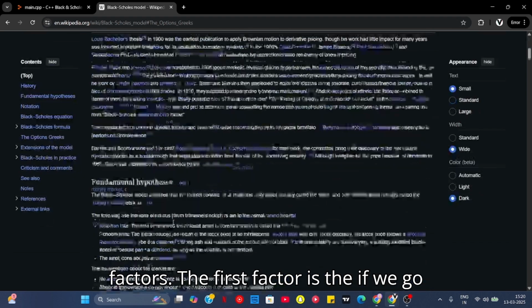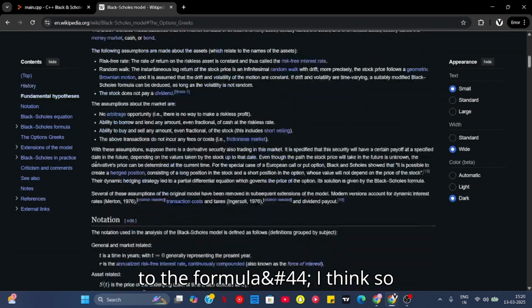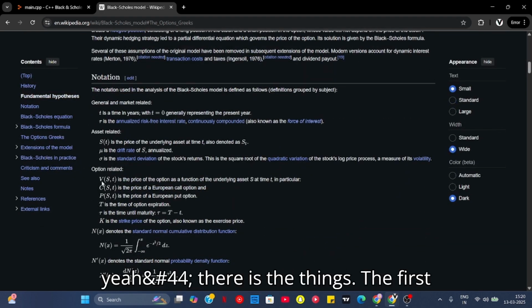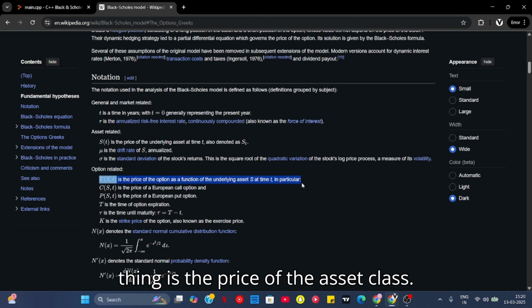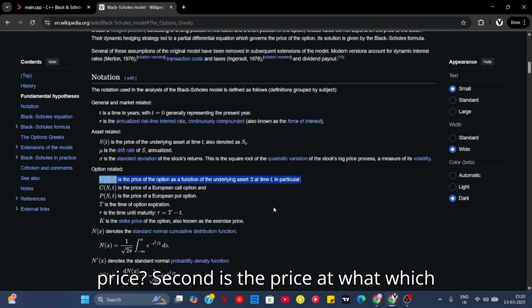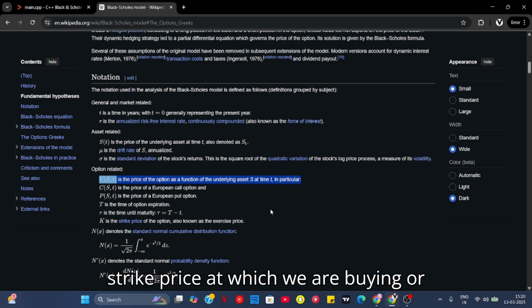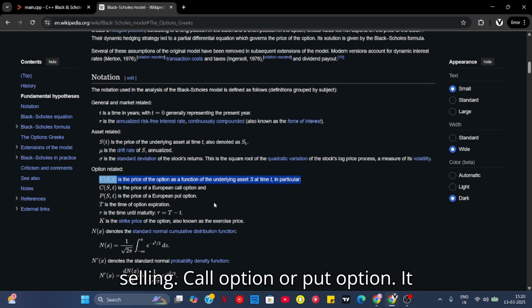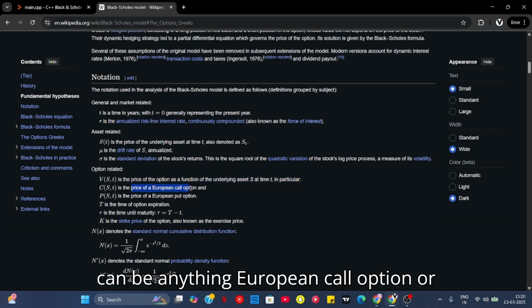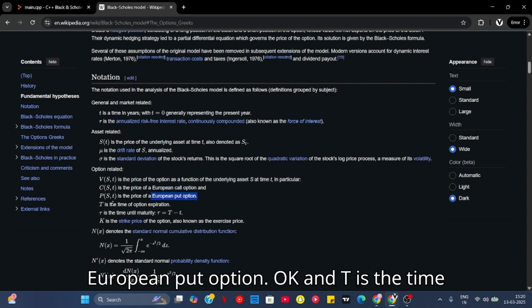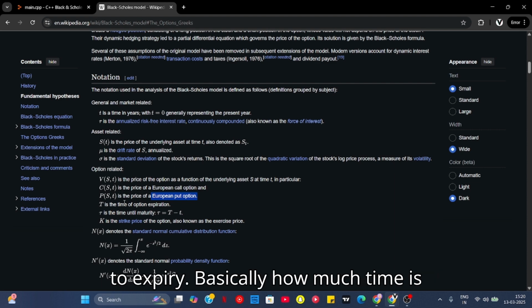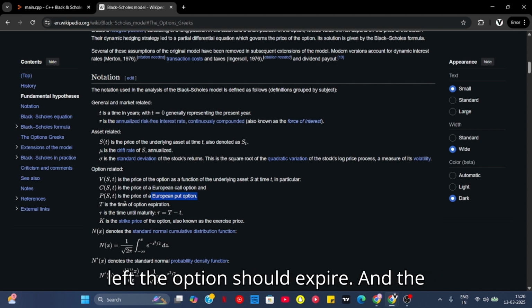The first factor, if we go to the formula, is the price of the asset class. What is the current stock price? Second is the price at which the option allows buying or selling. It's the strike price at which we are buying or selling a call option or put option. It can be a European call option or European put option. And T is the time to expiry. Basically, how much time is left before the option expires.